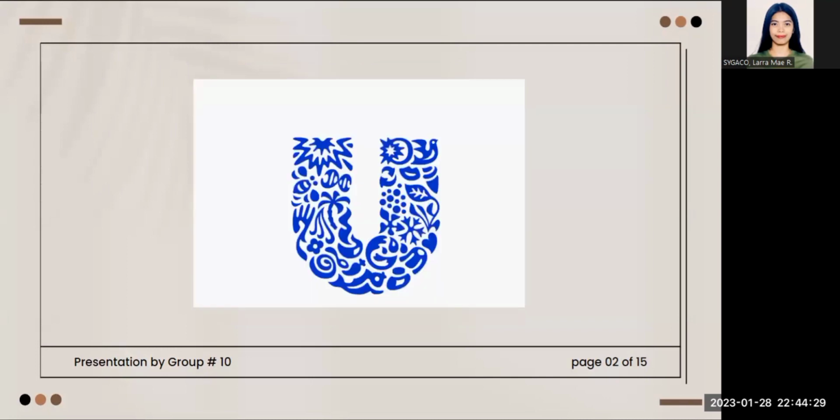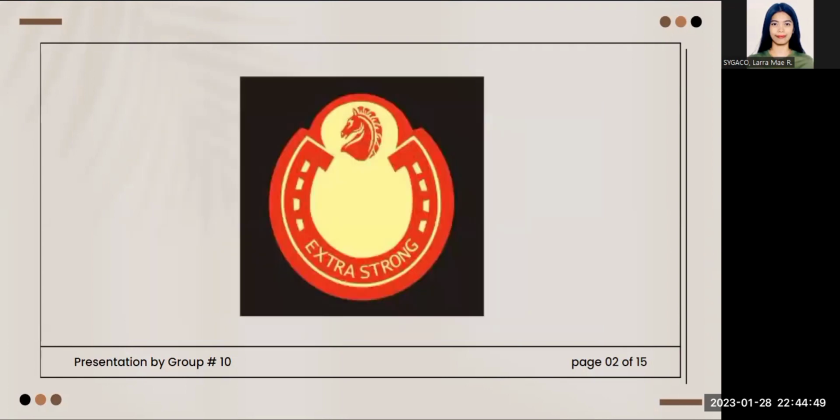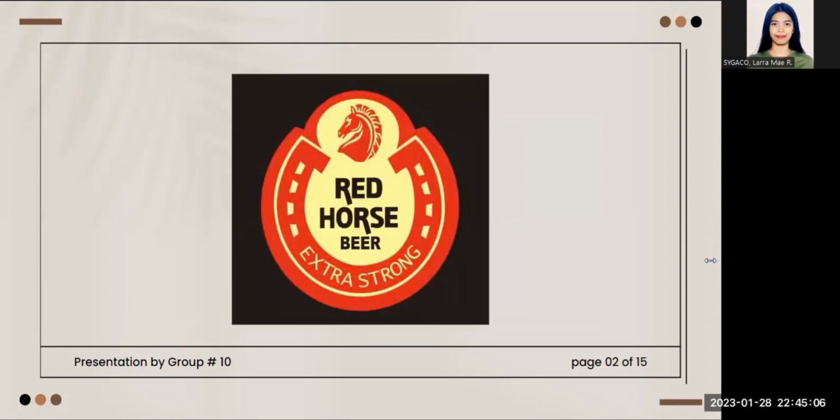Next. Guess what logo it is. All right. We already got the right answer. It's Unilever. And next, I know for sure you know this. The horse in the logo. Oh, it seems like Rachel Jane Makahilig got the correct answer. It is Red Horse. All right. Let's proceed to our topic.